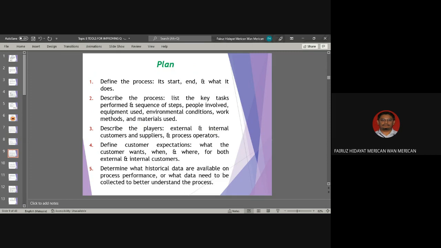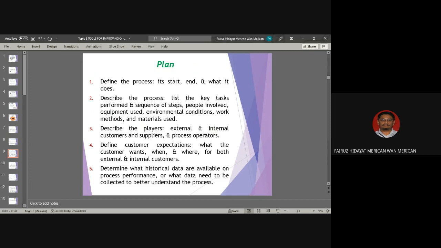And then the players or the actors, meaning those who are going to be involved. Okay, you have internal and external. What you call customers and suppliers and process operators. So these are the ones who are usually going to be the main players, especially the customers, because again, the quality improvement will be influenced by the customer satisfaction. So if the customers are not satisfied with the product, then that is when the company will carry out the Deming cycle. Okay, so they plan how they are going to improve the product so they can increase the customer satisfaction.